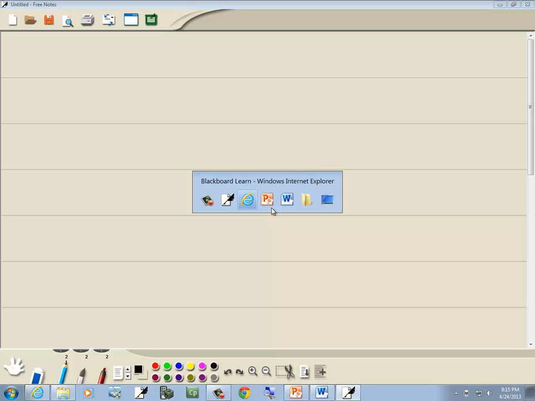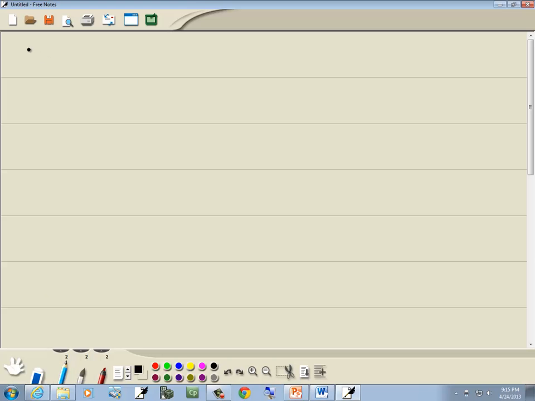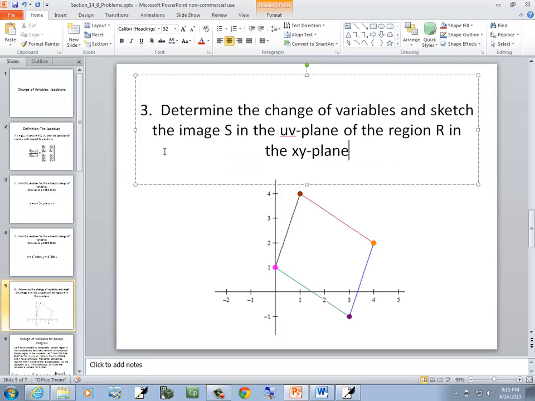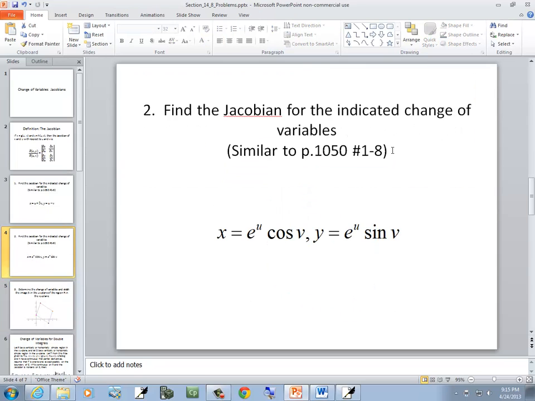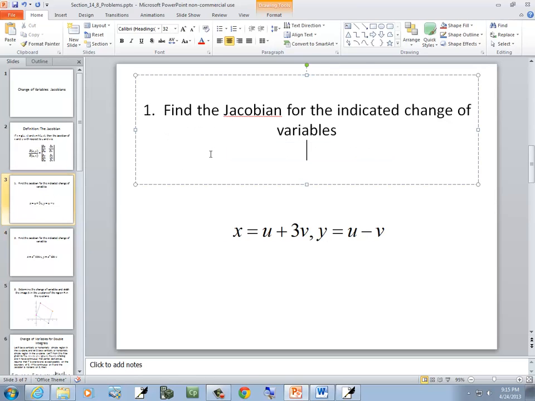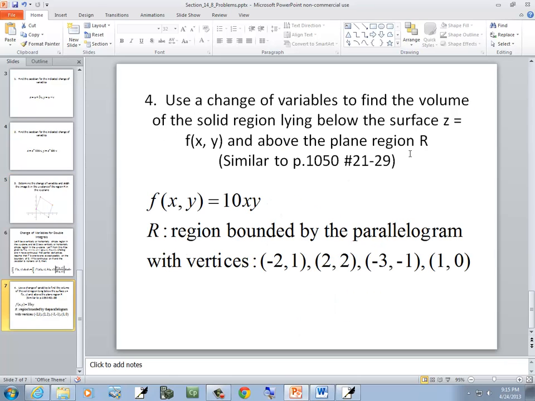Okay, let's look at our next problem. This doesn't really match one in the book. I say 1 through 8. I should have gotten rid of those before I started the video, but I'll go ahead and get rid of that now. And let me fix this one.